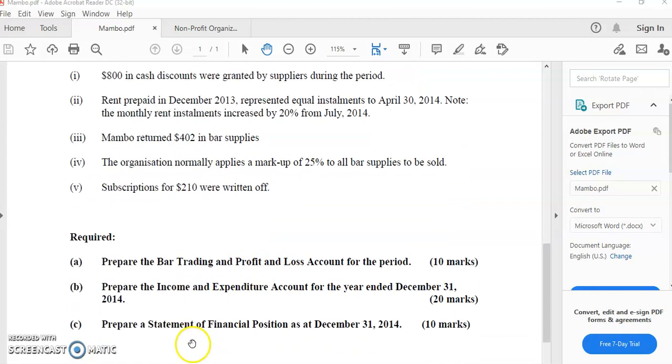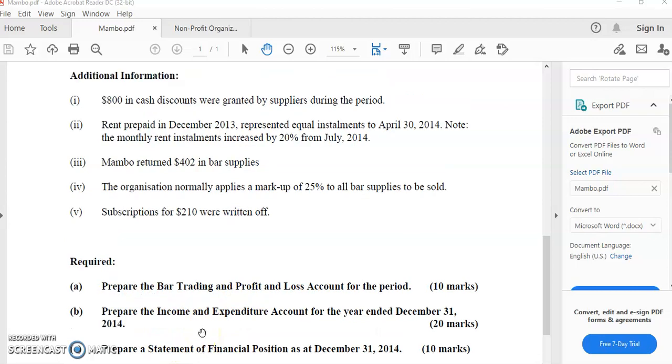Now, what are you required to do? Three things. You're required to prepare a bar trading and profit and loss account, the income and expenditure account, and a statement of financial position.